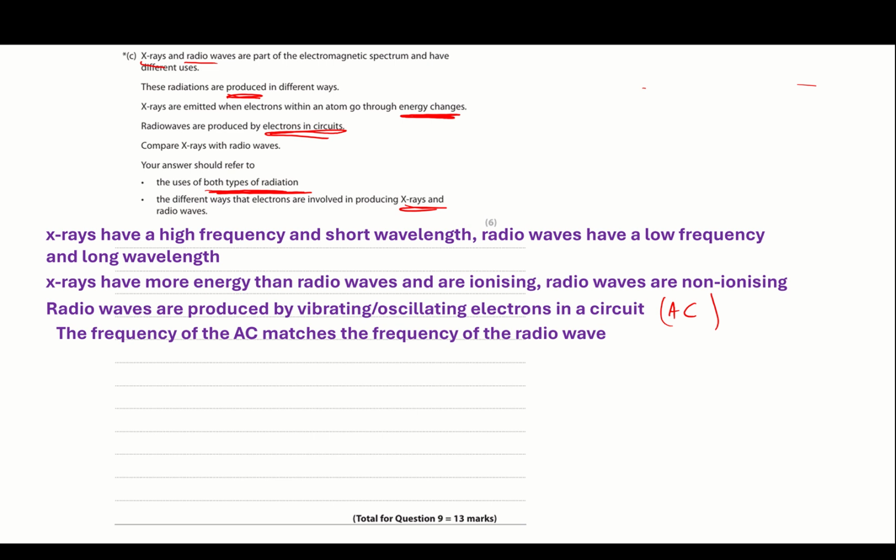The frequency of the alternating current matches the frequency of the radio wave. So now we're 4 marks into a 6 marker, and I think all of that's quite nice. Next part, let's talk about their uses. Radio waves are used for communication, and the example I'm going to use is, for example, walkie-talkies. So that's radio waves talked about.